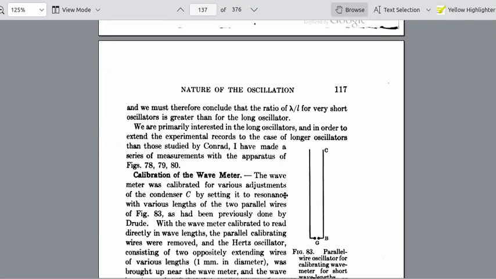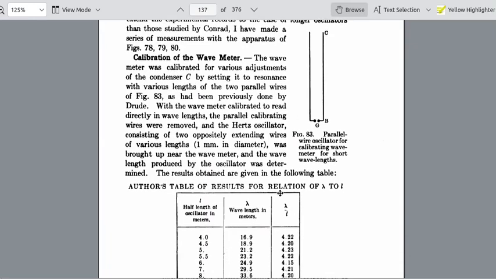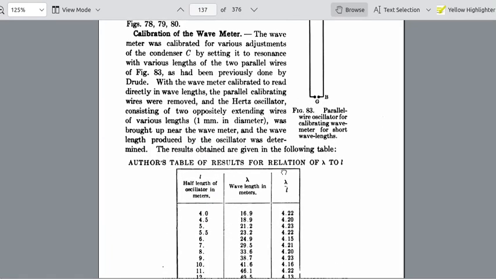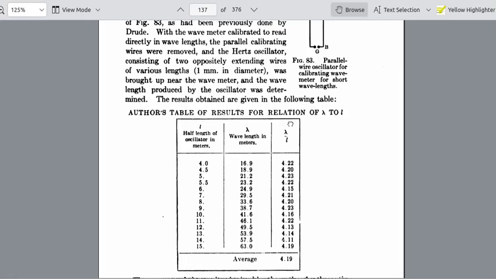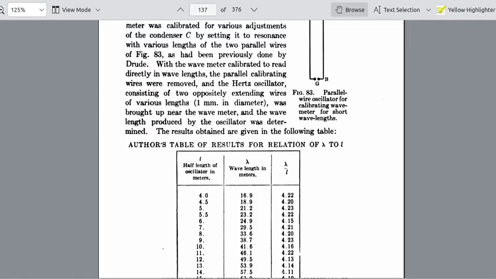Calibration of the wave meter. The wave meter was calibrated for various adjustments of the condenser C by setting it to resonance with various lengths of the two parallel wires of figure 83, as had been previously done by Drude. With the wave meter calibrated to read directly in wavelengths, the parallel calibrating wires were removed, and the Hertz oscillator, consisting of two oppositely extending wires of various lengths, 1 millimeter in diameter, was brought up near the wave meter, and the wavelength produced by the oscillator was determined. The results obtained are given in the following table.